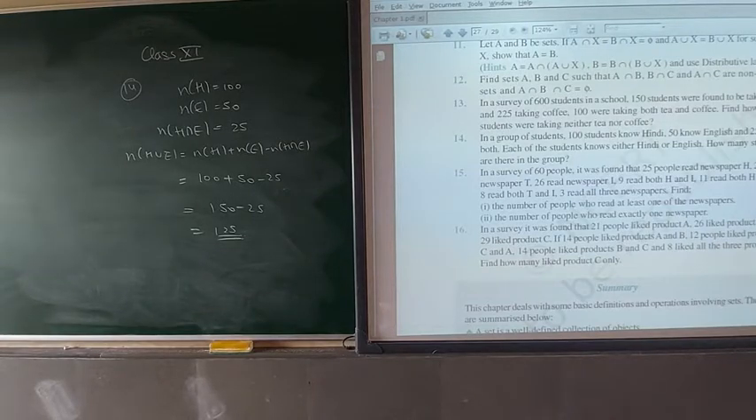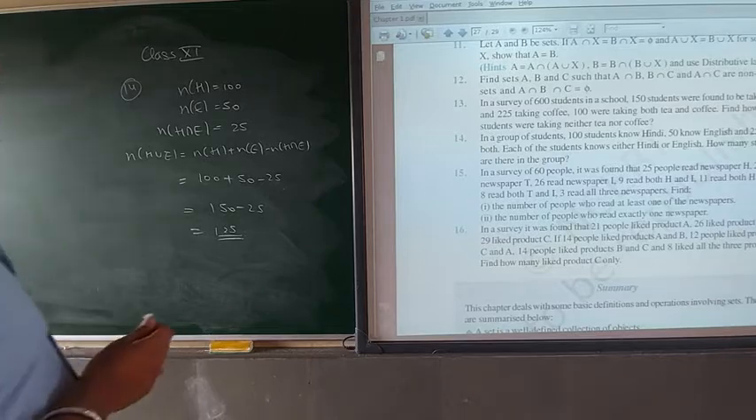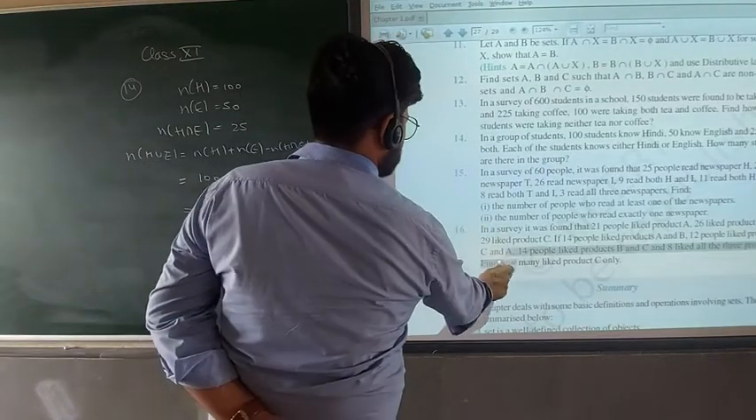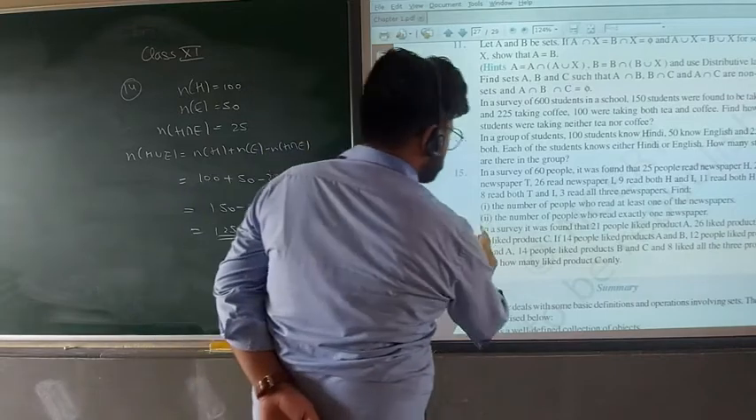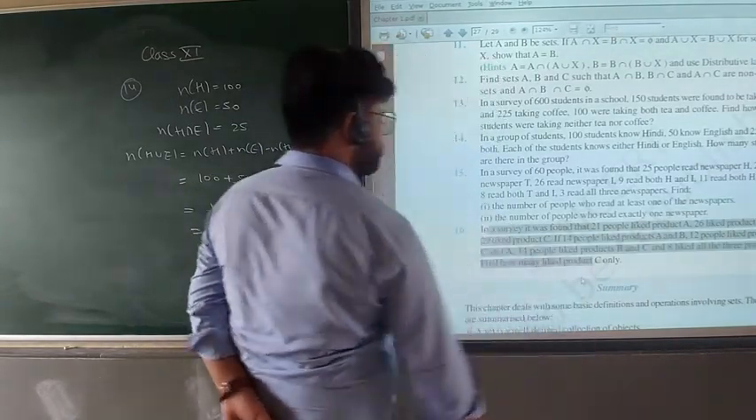Note it down. Now the last question, question number 16. Question 15 we will do at the last because we do not have too much time. So right now we will do 16.